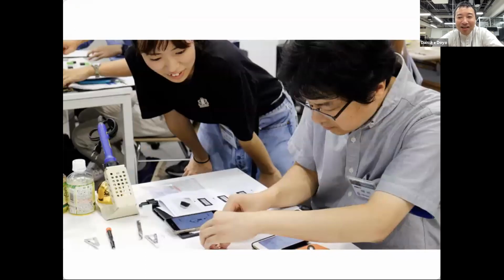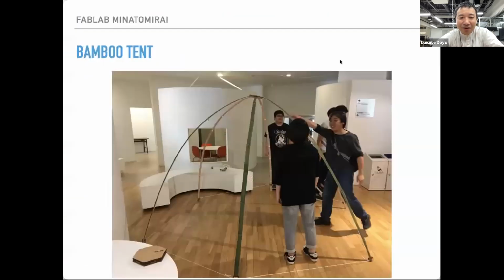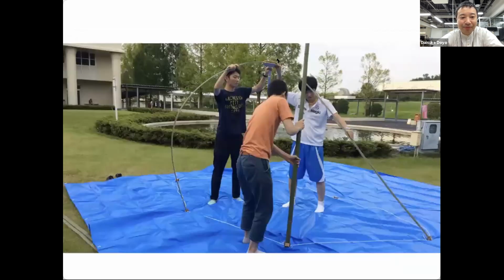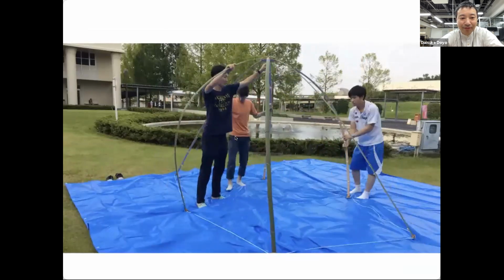This workshop was held for schools and instructors. And in Japan, people sometimes lose their homes due to disasters. And there is a lot of bamboo all around Japan. So this bamboo tent will be a temporary house. It's easy to assemble.